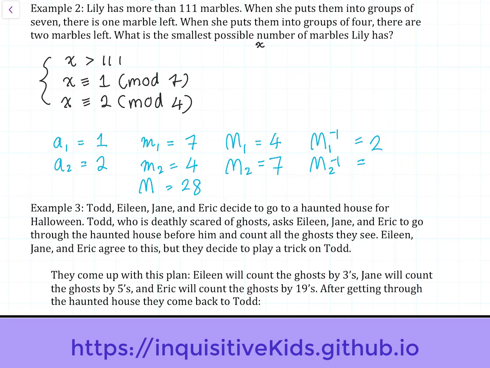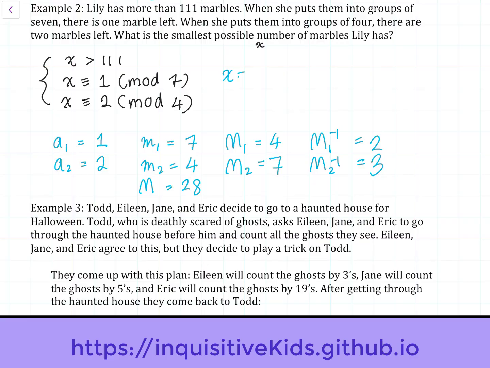Now we're going to do the same for the inverse of big M2. 7 times the inverse of big M2 would be congruent to 1 mod 4. Let's start by adding 4 to 1. We'll have 5, 9, 13, 17, 21. And this is a multiple of 7. And 7 times 3 is equal to 21, which means that the value for the inverse of big M2 would be 3. Now that we have all of our values down, the only thing left is to substitute.